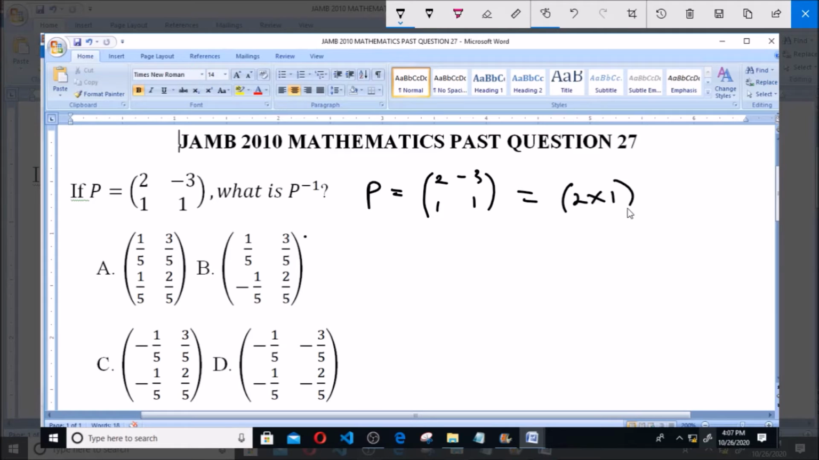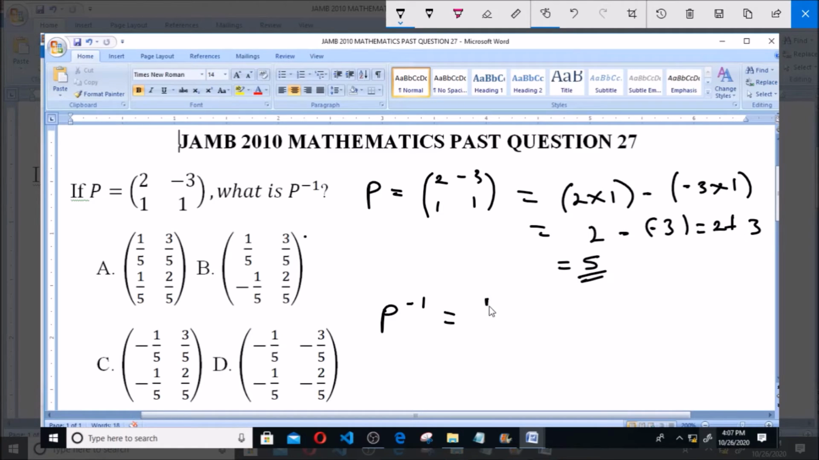This is equal to 2 multiplied by 1, minus 3 multiplied by 1. Now what is this equal to? 2 minus 3, and this is equal to 2 plus 3, which is equal to 5. Now the determinant of P is equal to 5. Now P raised to the power of minus 1 will be equal to 1 over the determinant, which we've gotten, which is 1 over 5.